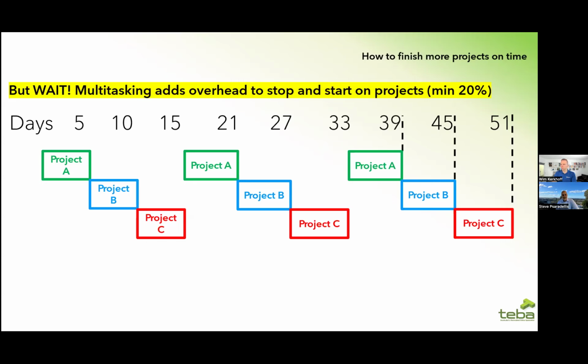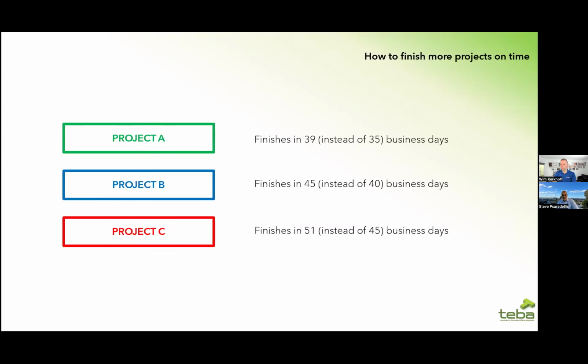So let's compare that with doing it with the focus on finishing methodology, all right? So this was 39 instead of 35, 45 instead of 40, and 51 instead of 45. So the real average here is 45 business days. Can anyone remember what the average was when we were focusing on finishing? Oh, thank you. 30, that is correct.